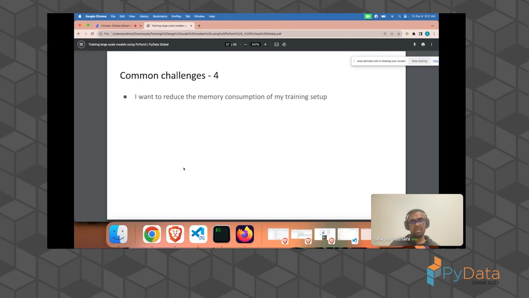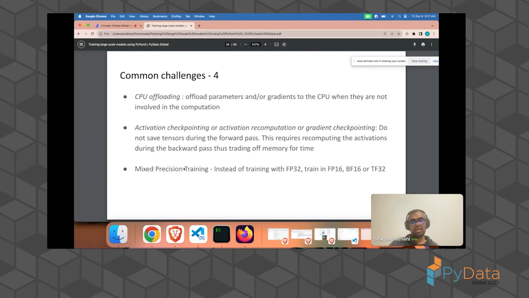Now the fourth setup. The fourth setup is more of an umbrella term. I basically want to reduce the memory consumption of my training setup, and this challenge is orthogonal to everything else we discussed. So even if I have a lot of GPUs, I might still want to reduce the memory consumption of my training setup. So this applies to basically all the things that we saw so far. And there are a bunch of techniques for doing that.